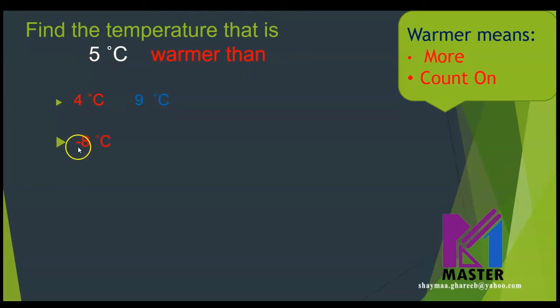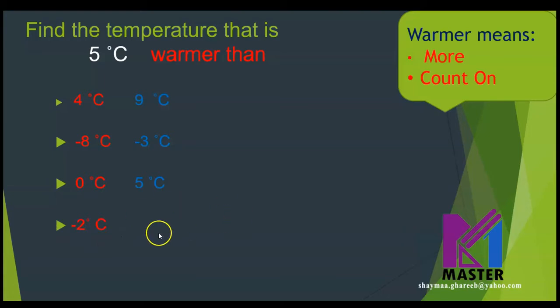If the temperature is negative 8, then the temperature that is 5 degrees warmer, we are going to count forward or count on from negative 8. So what is just bigger than negative 8? Negative 7, negative 6, negative 5, negative 4, negative 3. Okay, is this clear? Now, if the temperature is 0, then 5 degrees warmer will be 5.